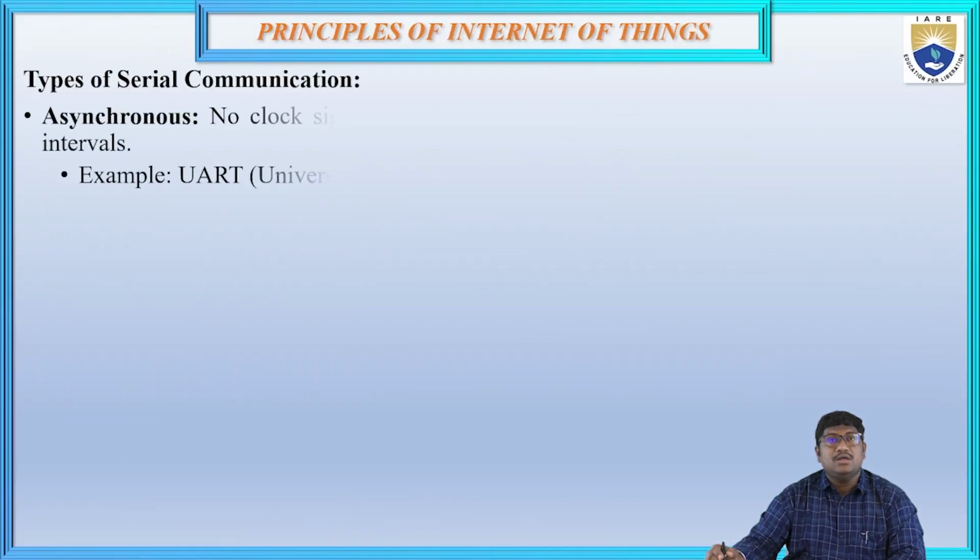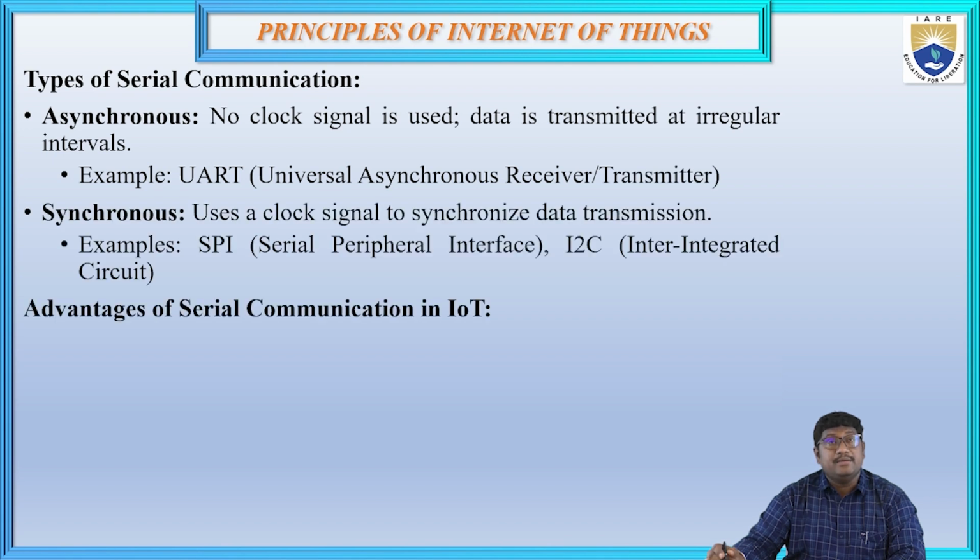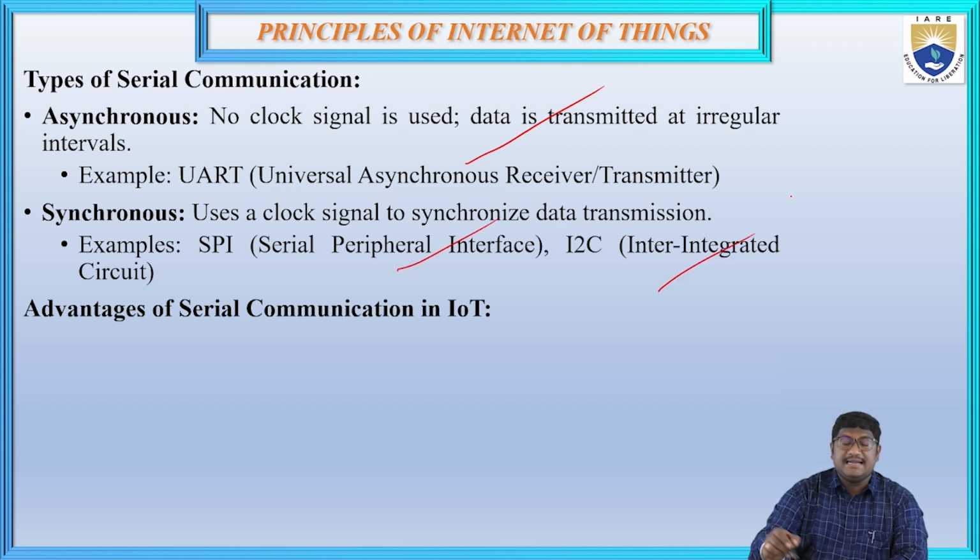And have a look at the types of serial communication: synchronous and asynchronous, which I told you previously. In asynchronous, no clock signal is used; only data is transmitted at irregular intervals. The best example is UART. Coming to synchronous, here we use a clock signal for data transmission. The best examples of synchronous are SPI and I2C.